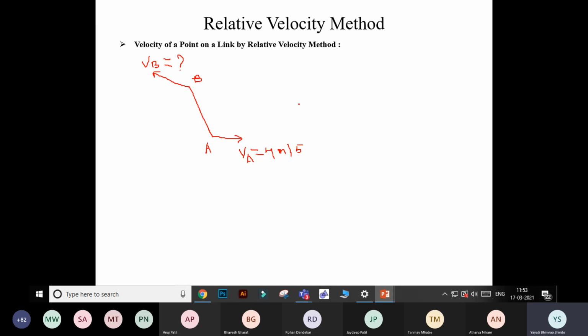Question mark. Okay, now consider the link AB rotates in anti-clockwise direction with an angular velocity omega AB. Now you have to find out the velocity of B as well as the velocity of A with respect to B. Two terms you have to find out here.